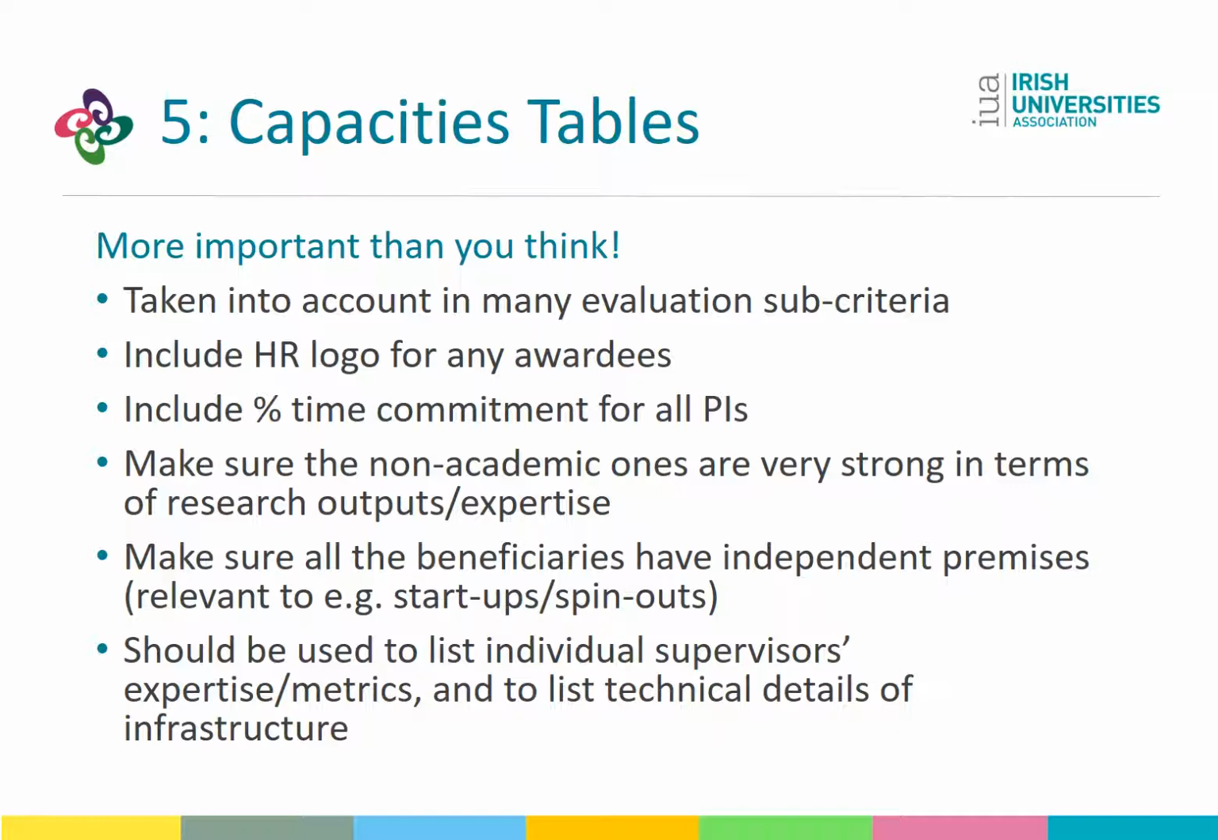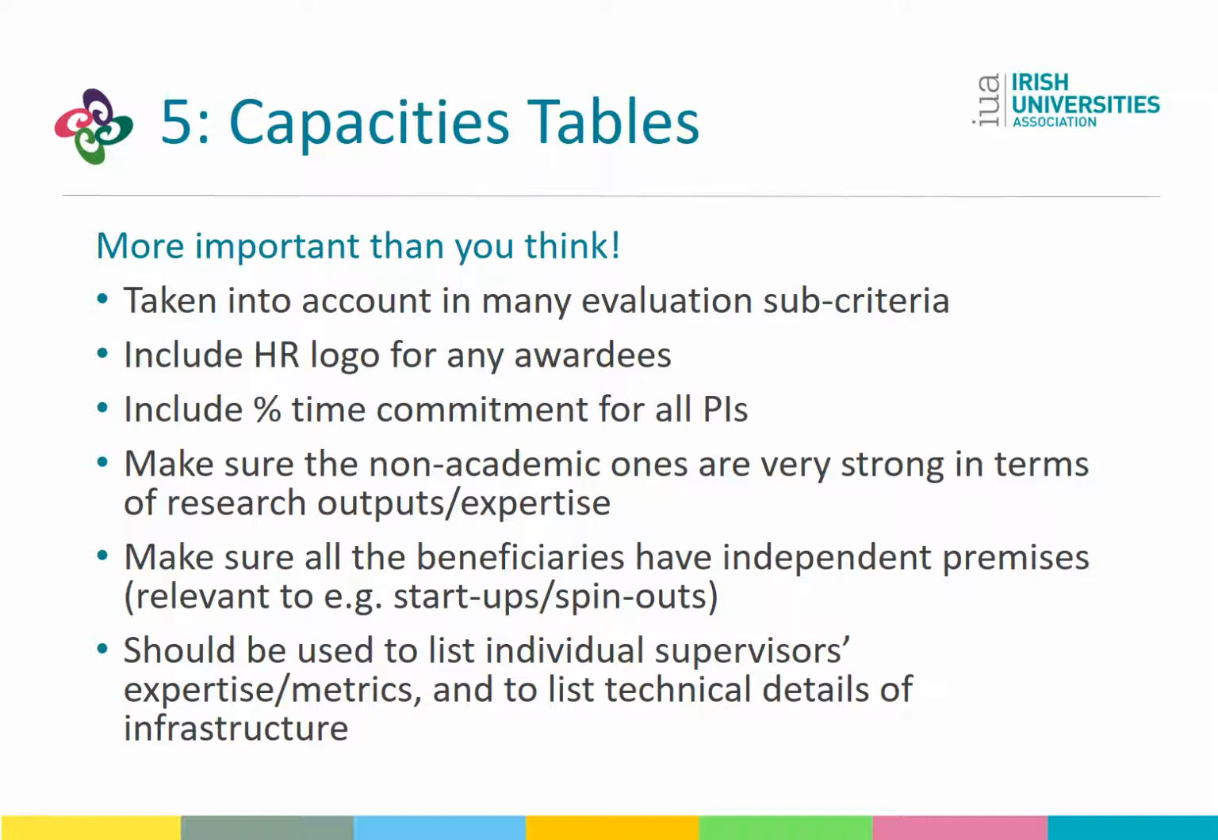And moving on to part B2, which starts with the capacities table. In section 5, this table is more important than you think, because a lot of the information, and particularly the dry tabular information that you wouldn't have mentioned in the proposal, can be referred to here. So it is taken into account in many evaluation sub-criteria. It can include HR logos.